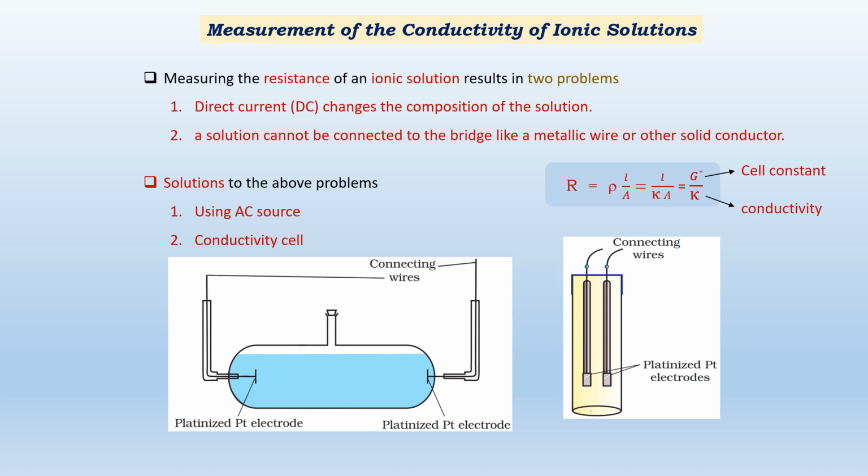Then at one point, it will have equal ions, that is, a uniform concentration across the solution. Then it shows the correct conductivity of that ionic solution. And the second problem is solved by using the conductivity cell, where you have a specific area and a specific length. Then you will measure the conductivity of that portion alone.